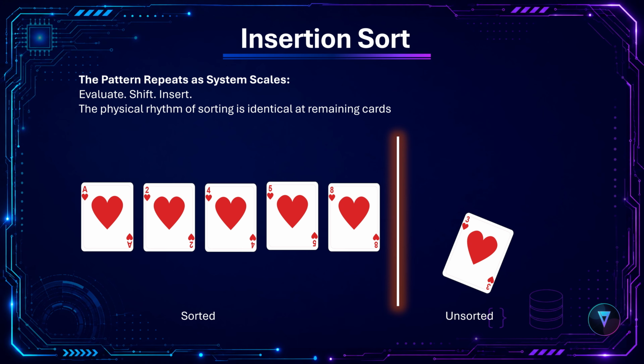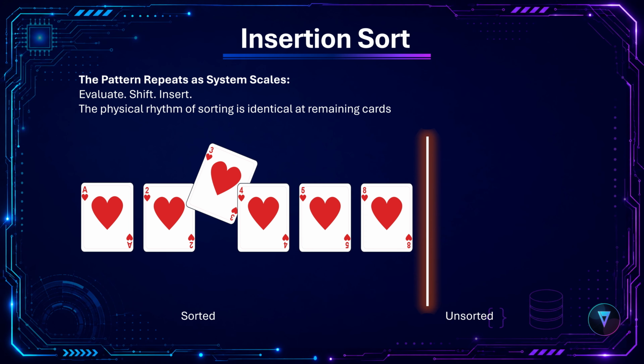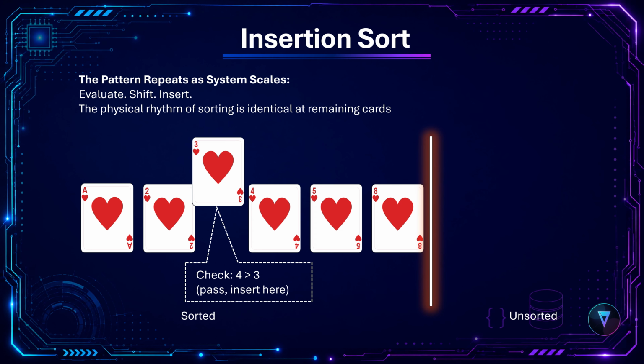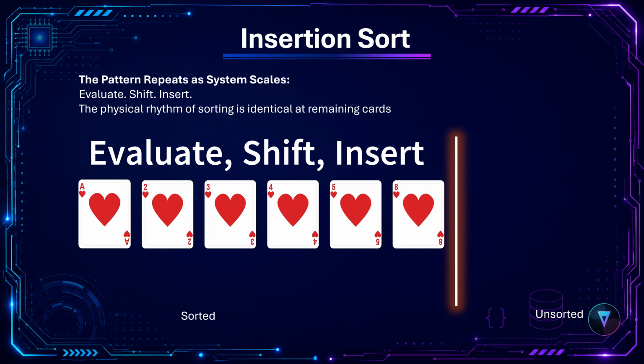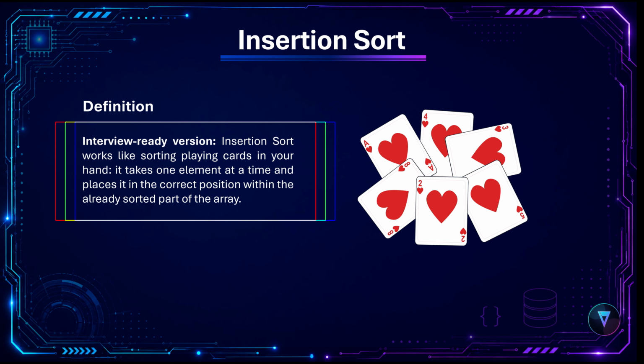Every time it crosses a card or number, it pulls it into that sorted zone and shifts things around until that new number or card is perfectly placed. The simple way to remember the algo logic is evaluate, shift, insert. Okay, we got the short version to remember now. Give me the interview-ready answer.